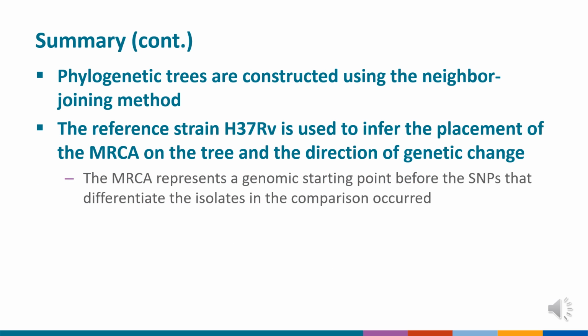Phylogenetic trees are constructed using the neighbor joining method. The reference strain H37Rv is used to infer the placement of the MRCA on the tree and the direction of genetic change. The MRCA represents a genomic starting point before the SNPs that differentiate the isolates in the comparison occurred.